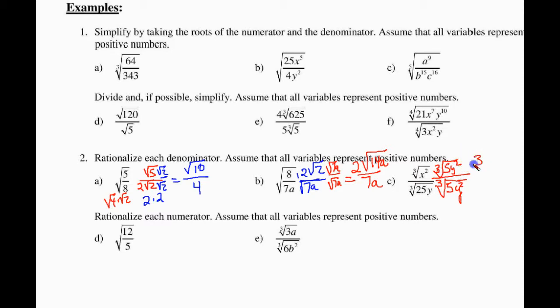So my top now becomes the third root of 5x squared y squared all over 5y, because this became the third root of 125y cubed. This was a perfect cube. I took the cube root of this and got a 5, cube root of this and got a y, and that's my answer.